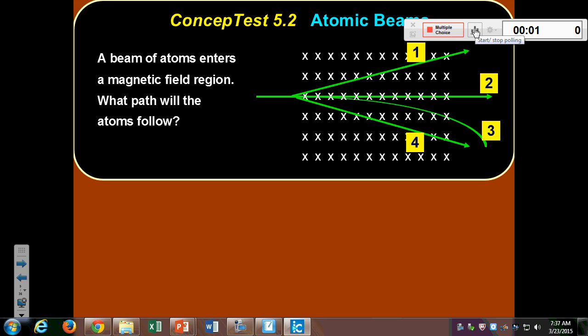All right. This beam of atoms enters a magnetic field region. What path will the atoms follow? It's called a mass spectrometer. We'll get into this and how this works. It's pretty simple. But I have a beam of atoms that enters the magnetic field. What path will the atoms follow? Let A be 1, 2 is B.